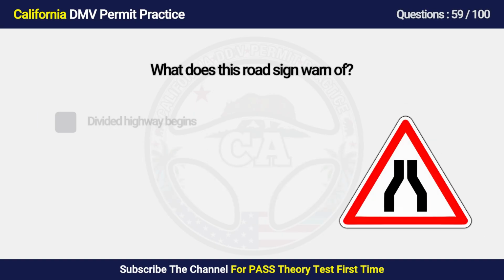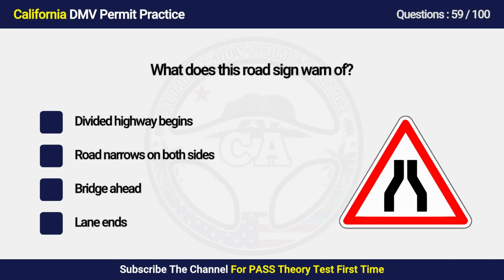Question 59. What does this road sign warn of? A. Divided highway begins. B. Road narrows on both sides. C. Bridge ahead. D. Lane ends.